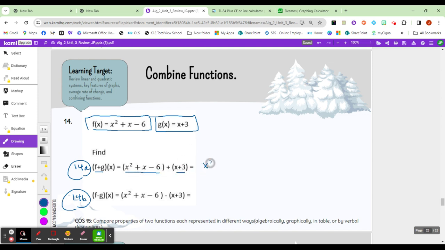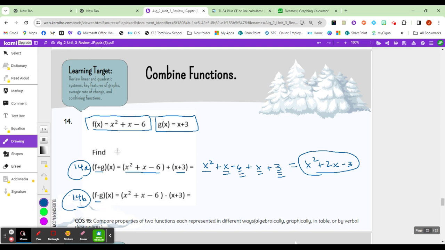If you're adding, it's legal to drop the parentheses and then bring everything down just like it is with no sign changes. And then you would combine your like terms. So I only have 1x squared, so I would keep that. I have an x and an x. Those would combine to be 2x. And then I have a negative 6 and a positive 3. Those would combine to be negative 3.